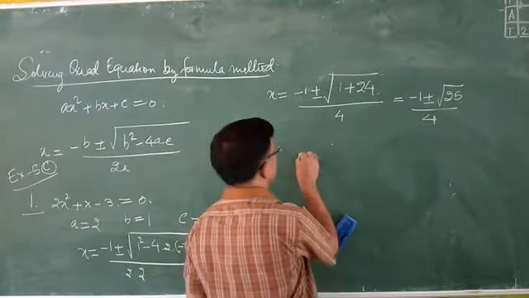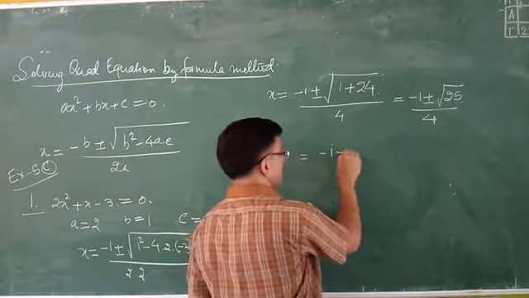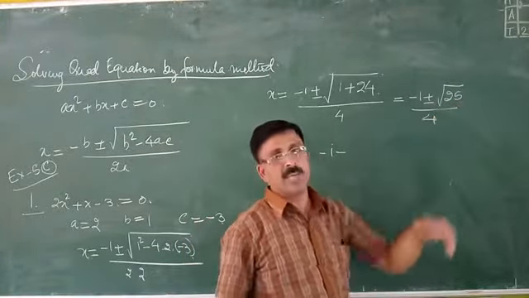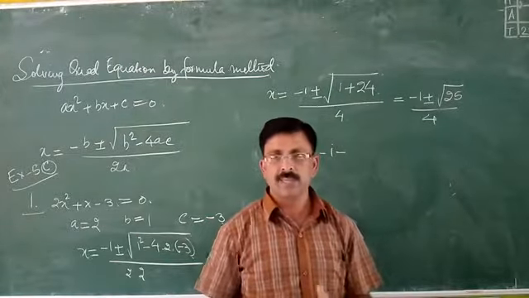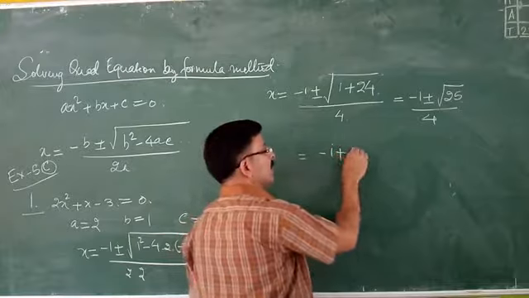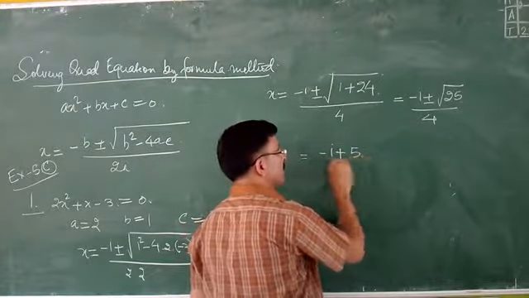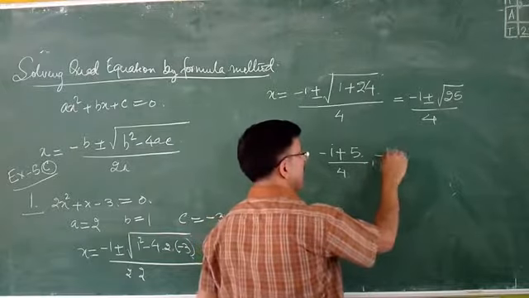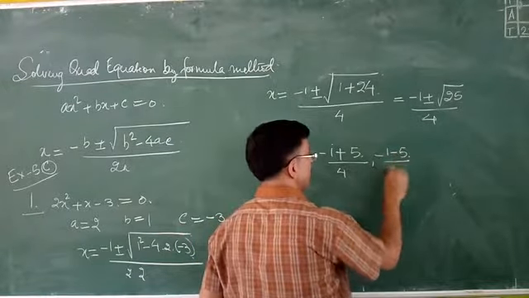So, minus 1 plus, as soon as this is solved, we can separate the two answers. I'm going to separate the answer in this system. One will be with plus sign, so plus 5 divided by 4. Another answer will be with minus sign, minus 5 divided by 4.